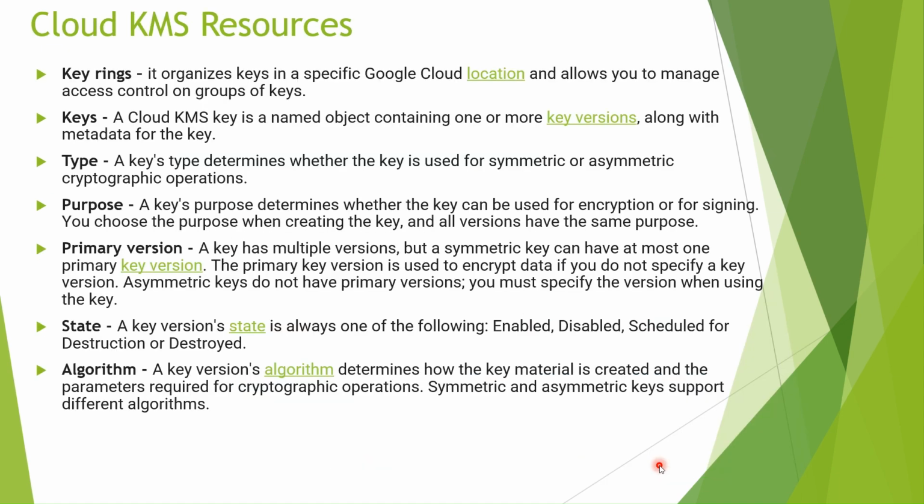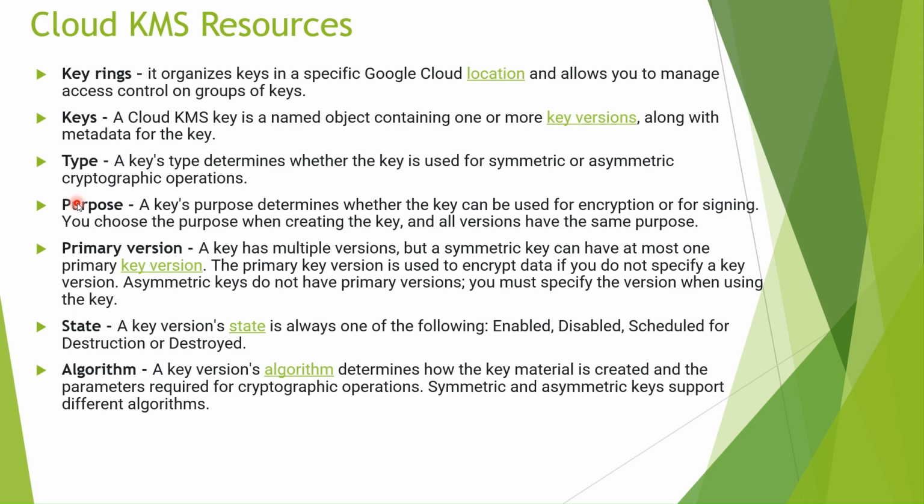We will see how to do it, and there are some resources which I have already covered in my previous videos also, like keyrings. Before you create anything in Cloud KMS, you need a keyring. Like in your home, you have a keyring in which you have multiple keys. Same thing here. After that, we have keys. We can create multiple keys, and each key can have multiple versions. After that, we have to choose a type. Type can be symmetric, which means the same single key is used for both encryption and decryption, or asymmetric, which means we have a public and private pair.